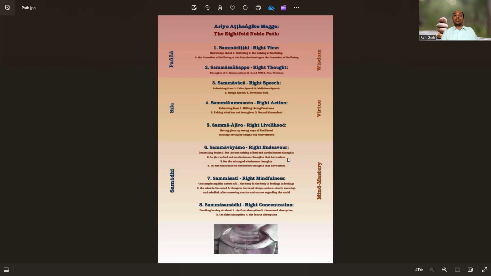And the last one is generating desire for endurance of wholesome thoughts that have arisen. So basically, once he thinks about passing the exam and the motorcycle, he keeps on repeating that, and he feels that, oh, this thought should always be there in my mind so I can pass the exam. So right endeavor covers all these things. Basically, in general, generating desires actually leads to all these problems which we should not be having.